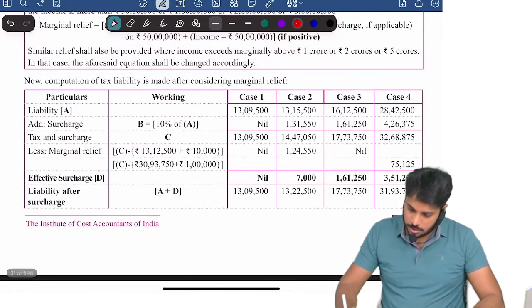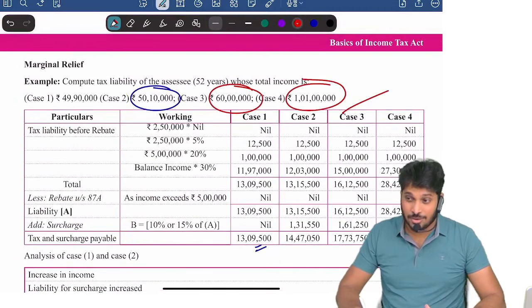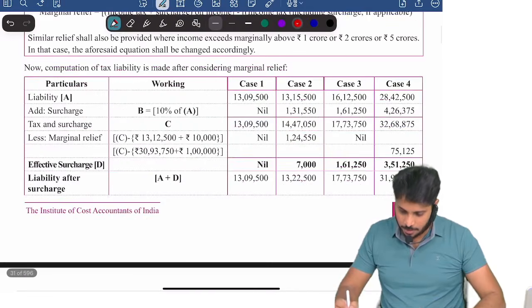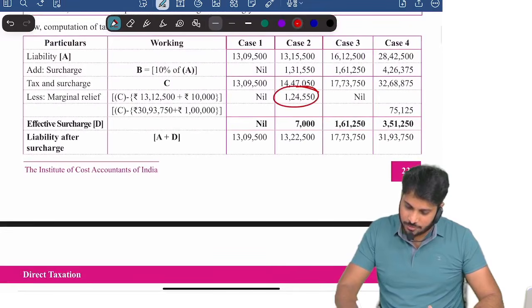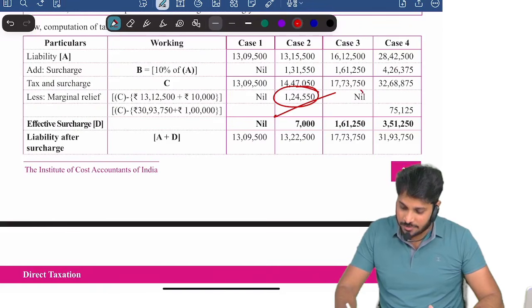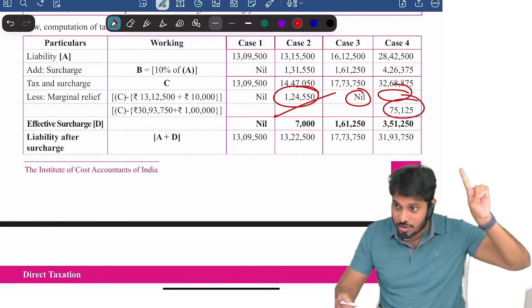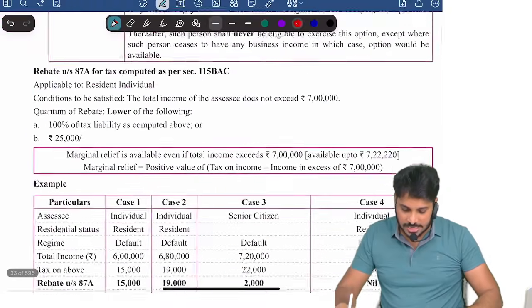1 crore. Next scenario is what? 1 crore 1 lakh. I think 1 crore 1 lakh in the marathon I covered already, so that you follow. Okay. In the next page it is given. You see, now I think we got it correctly. 1 lakh 24,550. Correctly we calculated marginal relief. Here nil we decided already, whereas here relief and all we computed. 75, 125 in the marathon also I have covered. Yes or no? That's it. Easy or not?